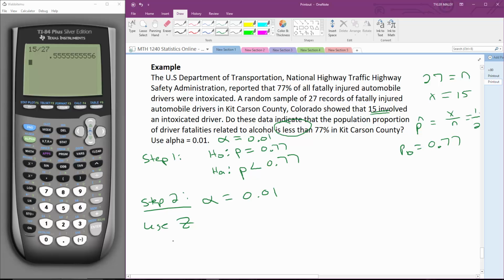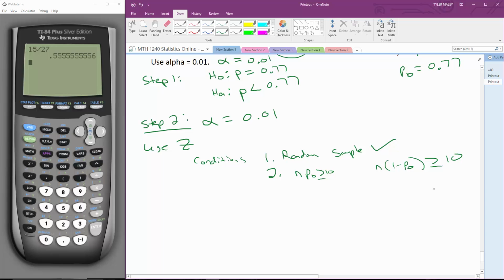Then also we want to make sure that all my conditions are met, right? So check conditions. The first condition, do we have a random sample? And we do, it says random sample. My second condition is, do we have a large sample size? To check that, we want n times p naught bigger than or equal to 10, and we want n times 1 minus p naught bigger than or equal to 10. So checking the sample size.